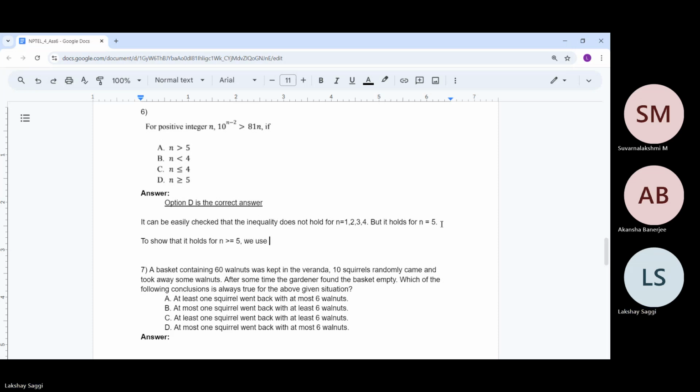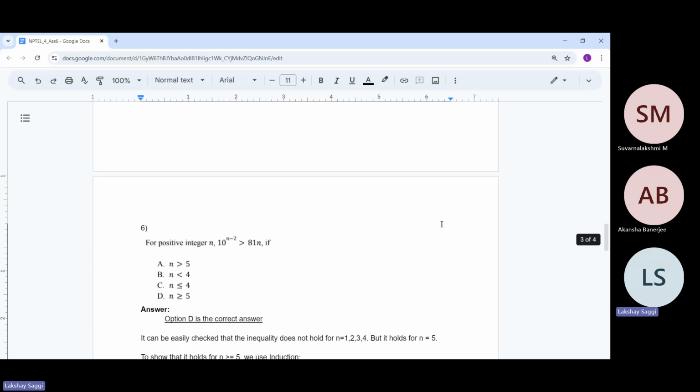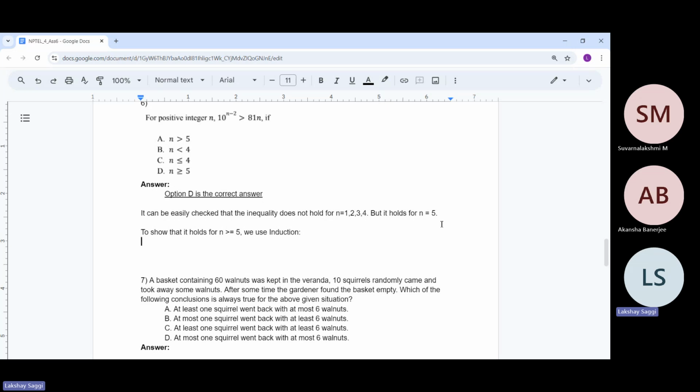We use induction. And for previous questions, I have just left the inductive proofs for you guys to figure out yourself. Maybe I can discuss one such proof in this question. Let's just try to prove this question fully. So first of all, what will be the base case for us? Or maybe let's first write down the inductive argument. The inductive claim will be something like P(i): 10 raised to the power i minus 2 is greater than 81i.